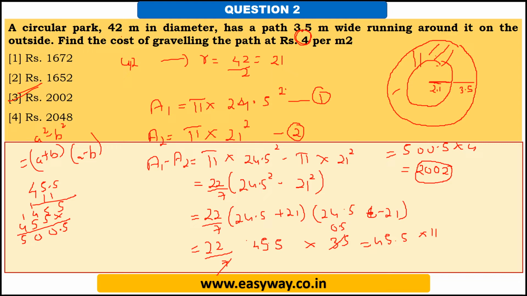But they have told us to find the cost of graveling the path at rupees 4. So 500.5 into 4, we are getting the answer as 2002. So option number 3 is the correct answer.